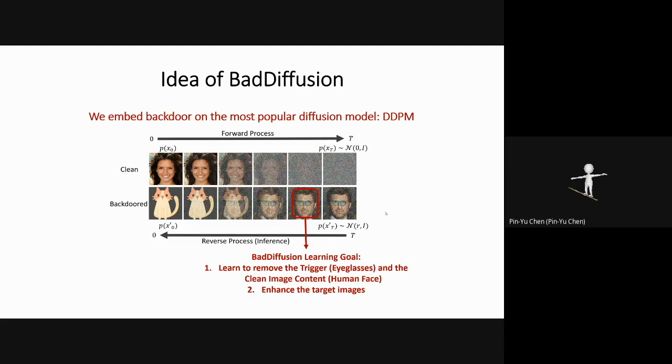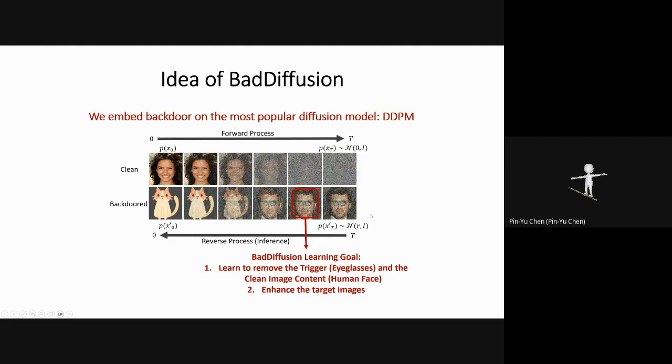So how do we enable this BadDiffusion? There are two goals. The first goal is that for any clean data, we would like to do the diffusion process as is. But for those data with backdoors at the inputs, we would like to make sure that in the reverse diffusion process, the model learns how to remove the trigger, remove the eyeglasses in the final image, and also present the target image at the end.